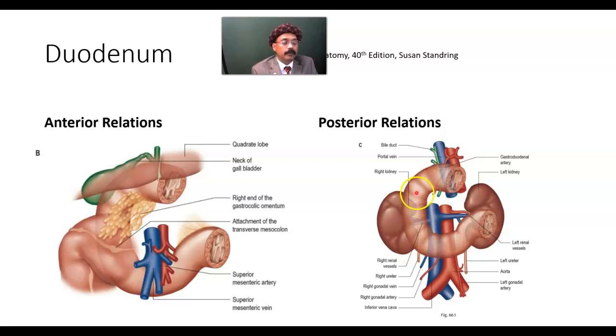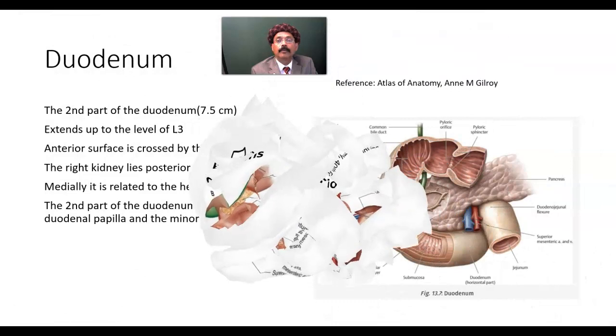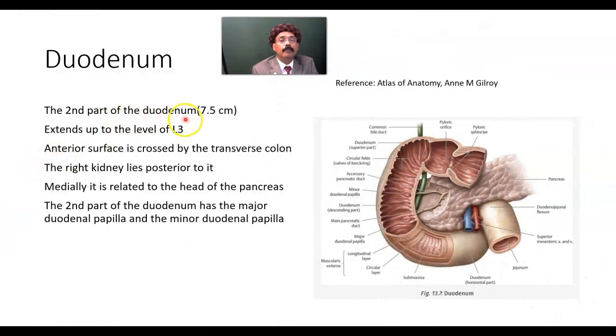Posterior to the descending part of the duodenum, or second part, we have the right kidney and right ureter. Posterior to the third part of the duodenum, we have the inferior vena cava and the abdominal aorta. So these are the relationships of the duodenum. Second part of the duodenum is 7.5 centimeter, extends to the level of lumbar vertebra 3. Anterior surface is crossed by the transverse colon. Right kidney lies posterior to it.